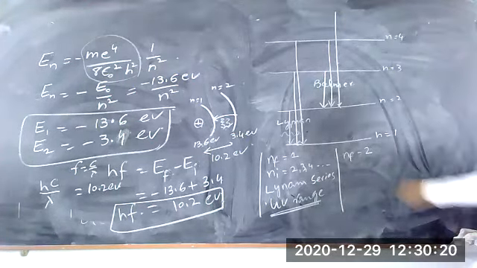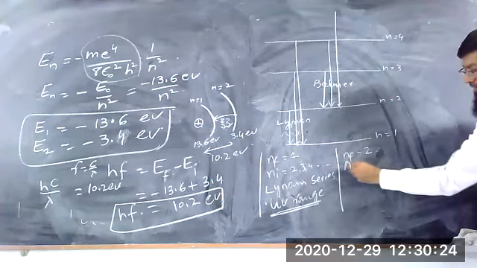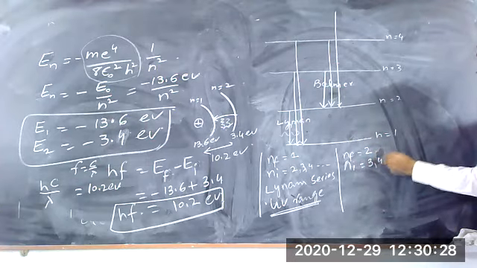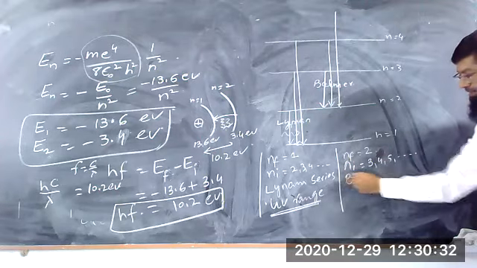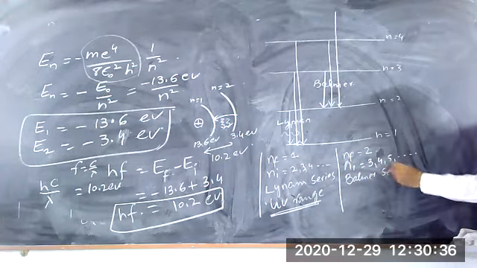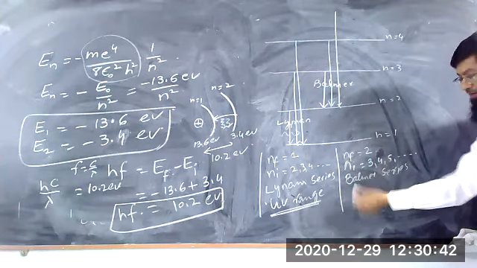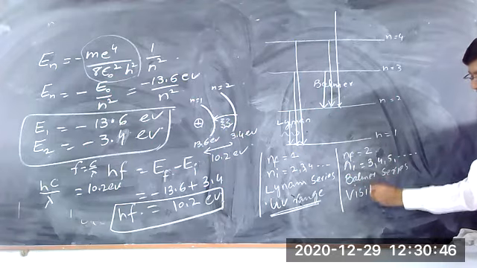So as a result, n_f is 2 and n_i may be equal to 3, maybe 4, maybe 5 and so on. So this series is known as the Balmer series. And this Balmer series has photon wavelength in the range of visible light.